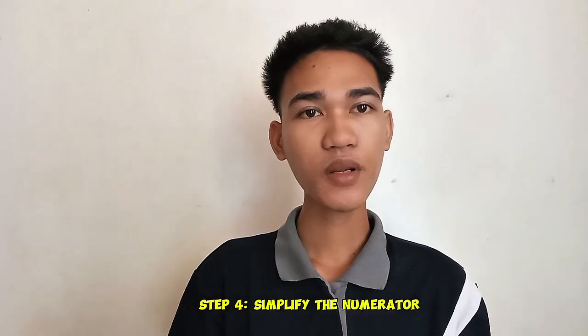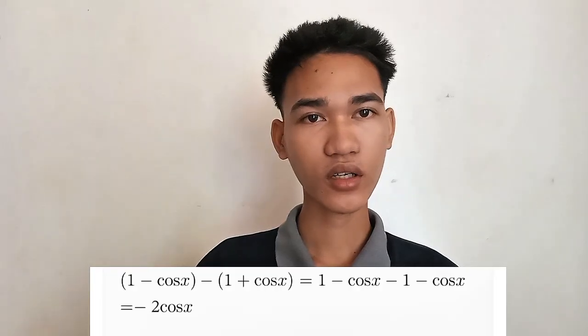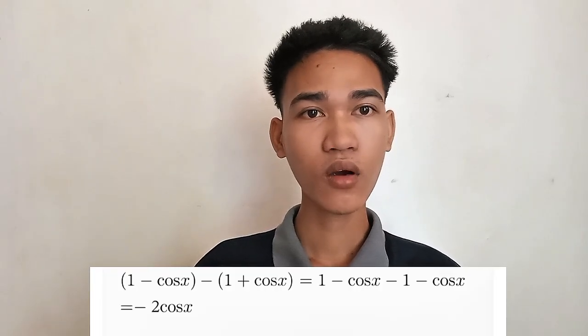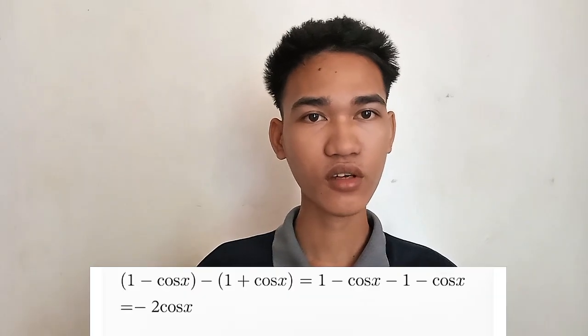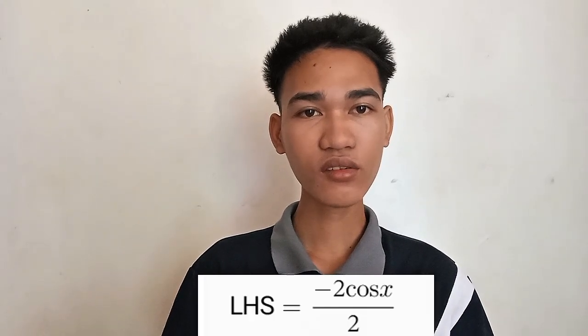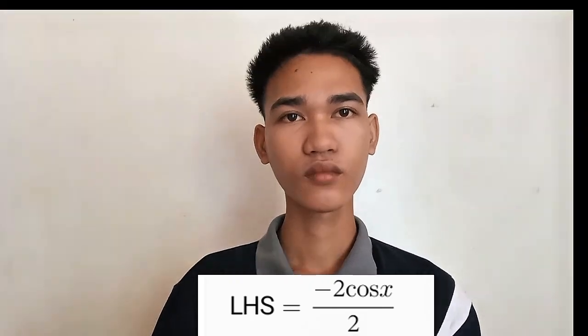Step 4. Simplify the numerator. Expand and combine like terms in the numerator. So 1 minus cosine x minus (1 plus cosine x) is equal to 1 minus cosine x minus 1 minus cosine x, which is equal to negative 2 cosine x. Now, substitute back into the fraction. Left hand side is equal to negative 2 cosine x over 2.